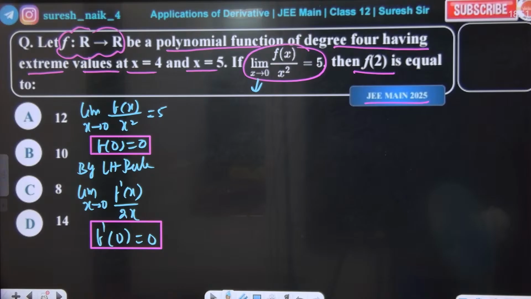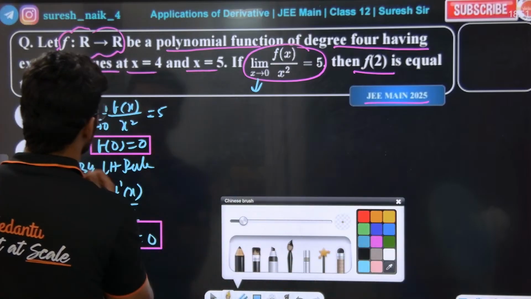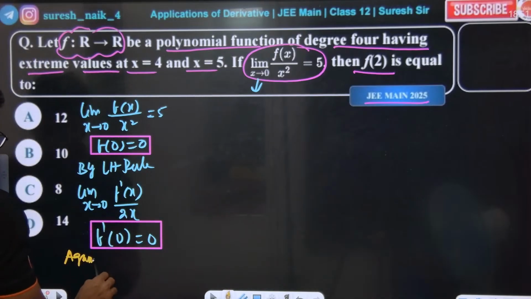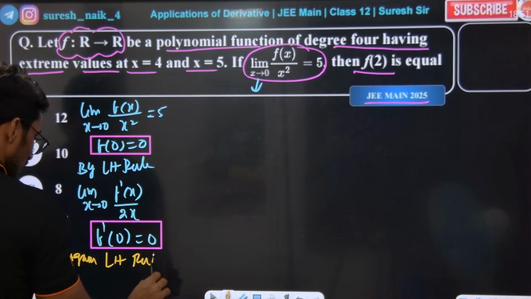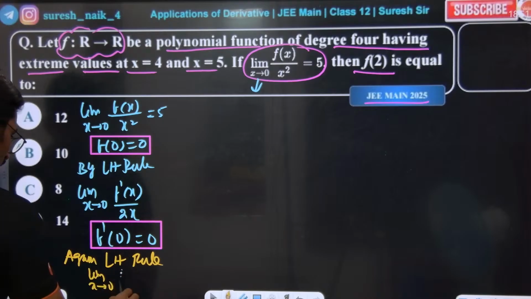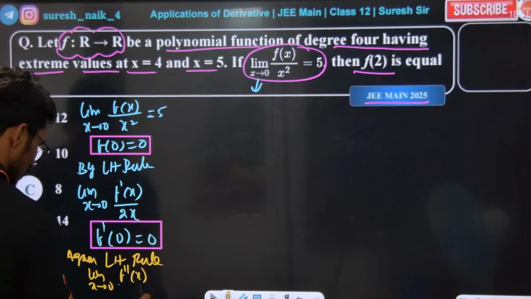In that case, what is this f dash of x going to be? Now I'm going to apply L'Hôpital's rule again. What am I going to get? Limit x tending towards 0, f double dash of x divided by 2.